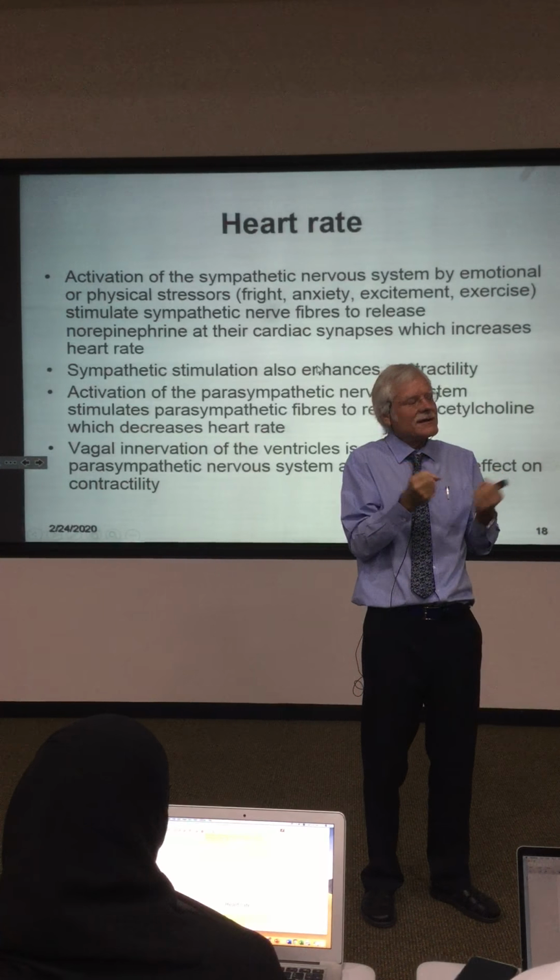Why? Because there's not much innervation of the muscle. There's innervation of the sinoatrial node and the conduction machinery, but there's not much innervation of the ventricles. Okay? Sympathetic, force and rate; parasympathetic, rate, mainly.